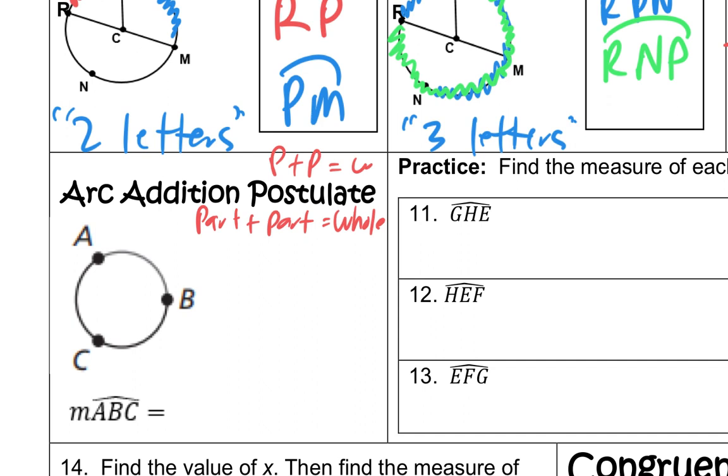equals whole. So let's look over here. It says measure of angle, I'm sorry, arc. That's supposed to be arc ABC. So A to B to C, we could say that's going to be equal to arc AB plus arc BC. If we added AB plus BC, it would equal the whole thing. So that's our arc addition postulate. All right, so thinking about that, let's get right into some practice right over here.